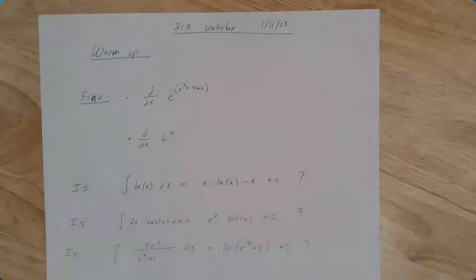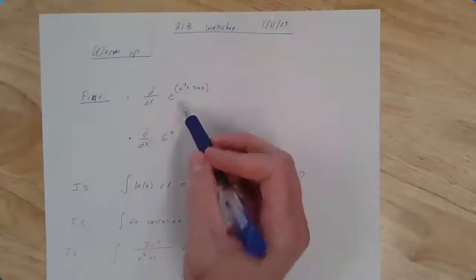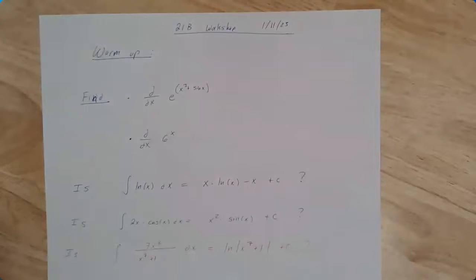All right, that's probably not enough time to have gotten through them all, but let's go through them anyway. And I think these first two we can just fit on here, but the last three we will have more people for. So what's the derivative of e to the x cubed plus sine of x?